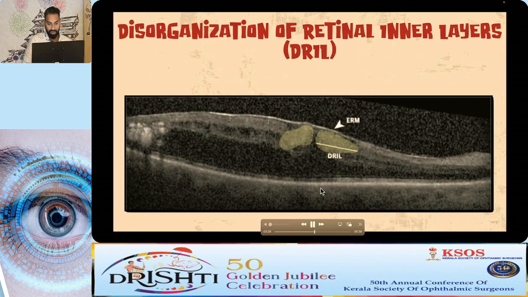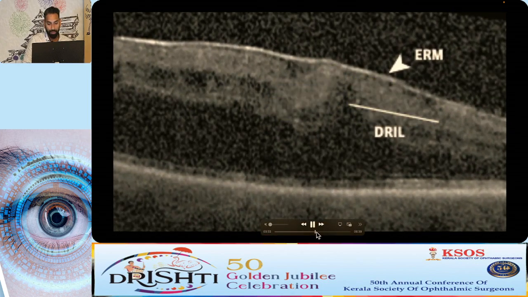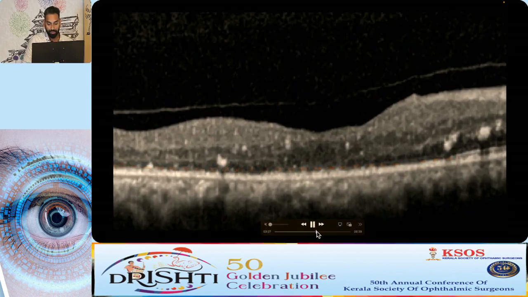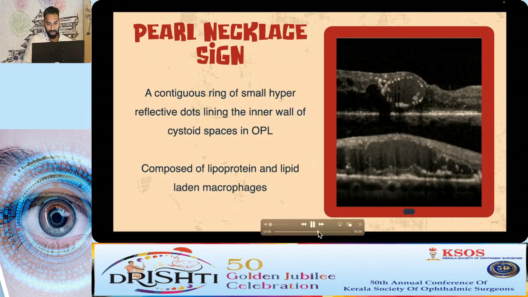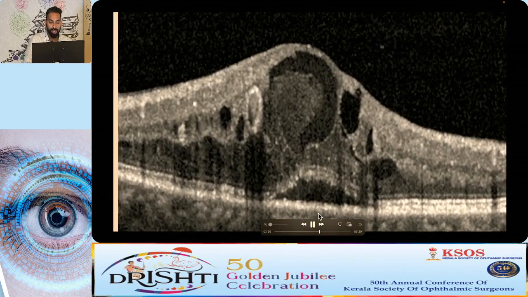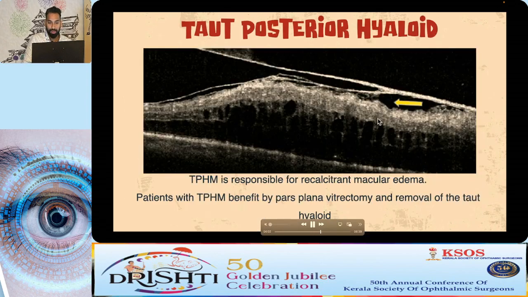And then we have DRIL, disorganization of retinal inner layers, ELM and EZ disruption. It's a pearl necklace sign, which is seen in a chronic case. Intraretinal hyperreflective material is also indicative of at least 6 months old diabetic macular edema, which has poor prognosis. Then we have hard exudates with back shadowing. Then taut posterior hyaloid.